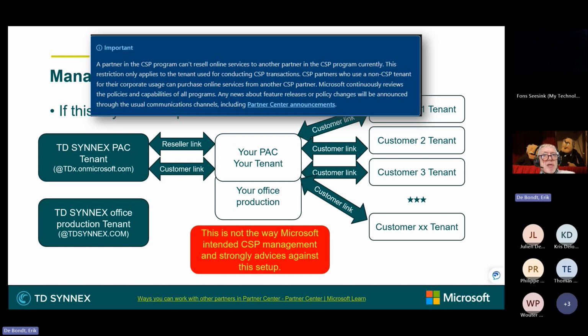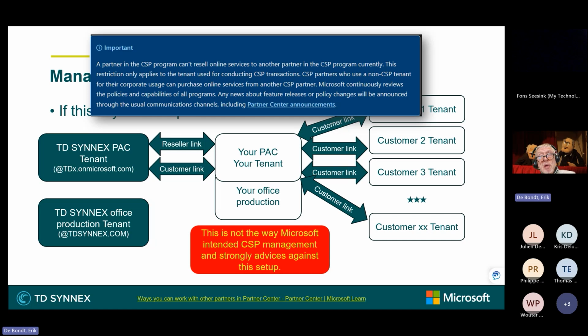So basically what it says is quite simple. You are not allowed to buy licenses on the tenant where you do your CSP business. This might be shocking. So if you're using the tenant today where you do your office environment, your Exchange, your SharePoint, your Teams, and on that same tenant you do business for CSP, basically it's not allowed by Microsoft.